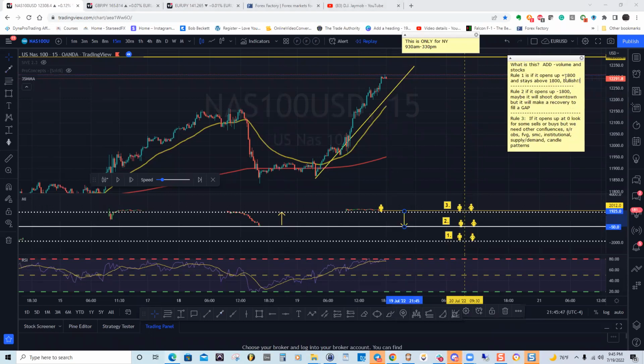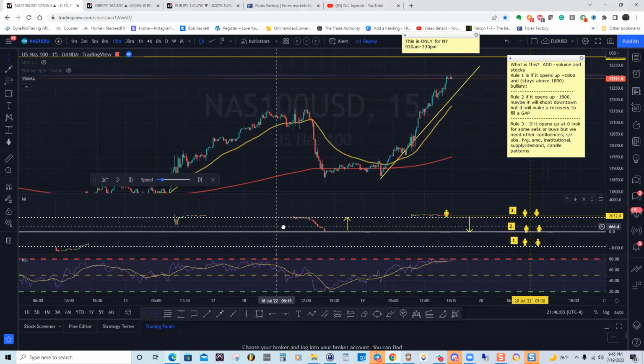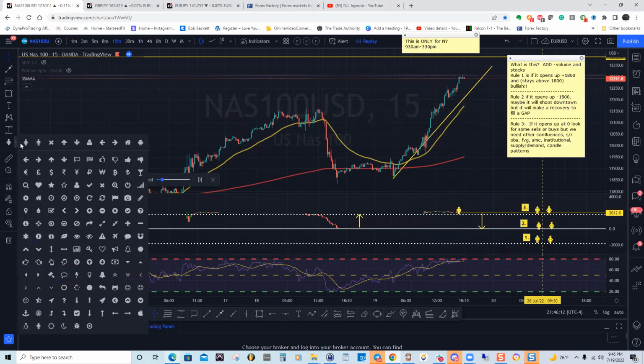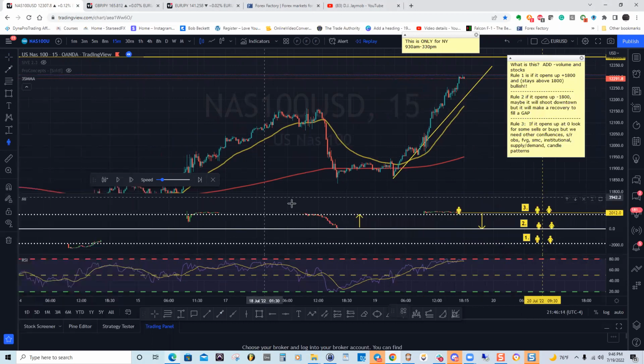It can open up above 1800, but the key word is stays above 1800. If it doesn't stay above 1800, then you're looking for sales. So here's another example. Where did this open up at? Right here. But it didn't even get above it. It stayed right here, right? At 9:30, and what happened?